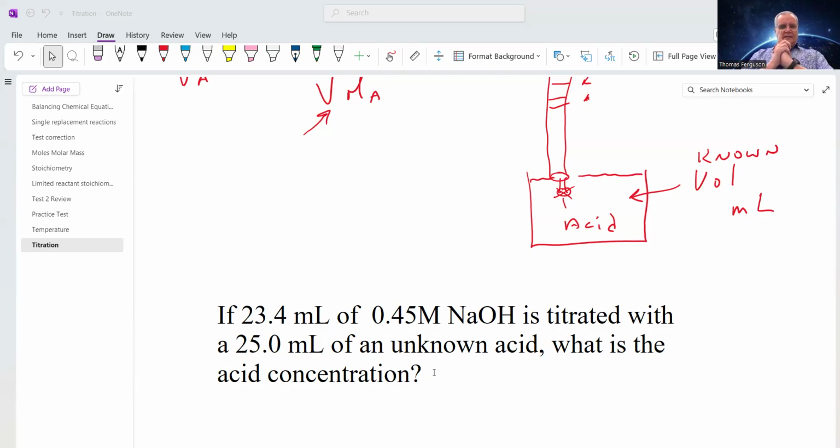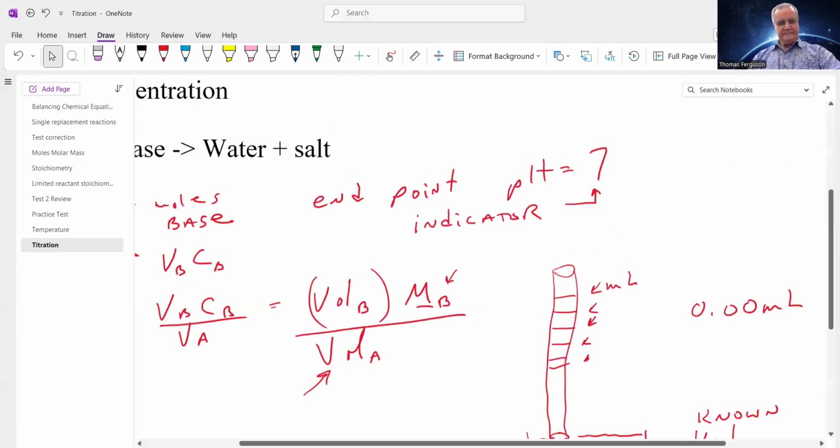So at the end point, that means moles of acid equals moles of base, assuming it's 1-to-1 from the balanced equation. So we have the concentration of that base, excuse me, let me back up here. We've got the volume of the base, concentration of the base, volume of the acid. So we can now calculate the concentration of the acid using this equation here.